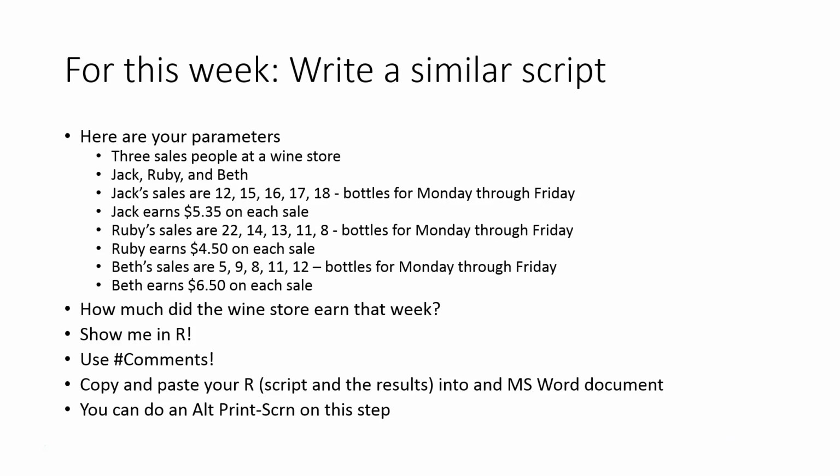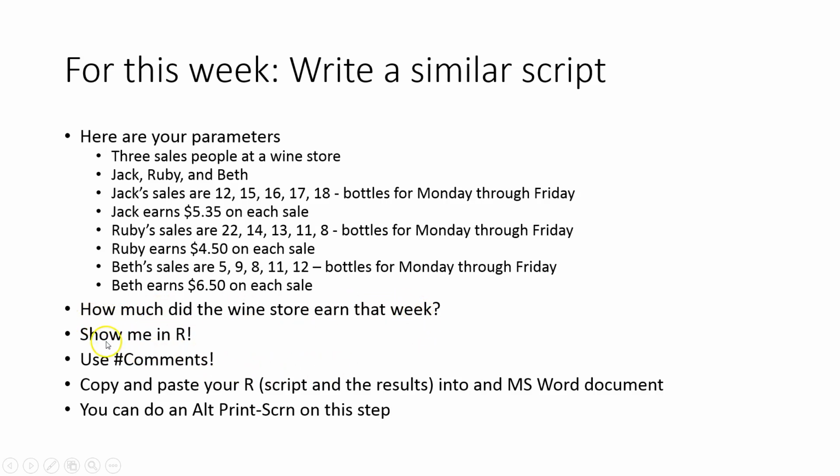Here are your parameters. You have 3 salespeople at a wine store: Jack, Ruby, and Beth. You've got Jack's sales there. Those are the number of bottles he sold Monday, Tuesday, Wednesday, Thursday, and Friday. And for each bottle of wine that he sold, he earned $5.35. Ruby's sales are listed Monday through Friday, and here's what she made for each bottle of wine. Beth's sales are listed Monday through Friday, and here's what she made for each bottle. Your ultimate goal is to come up with how much the wine store earned for that week.